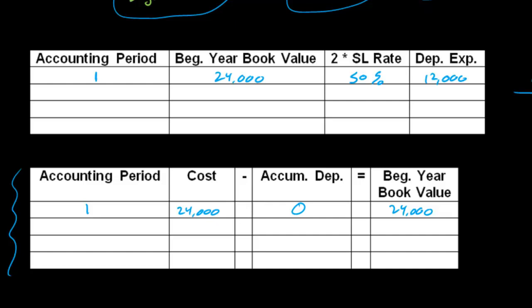All right, so let's go to the second accounting period. And so first I need to find my beginning of the year book value. So we know my cost is still $24,000.